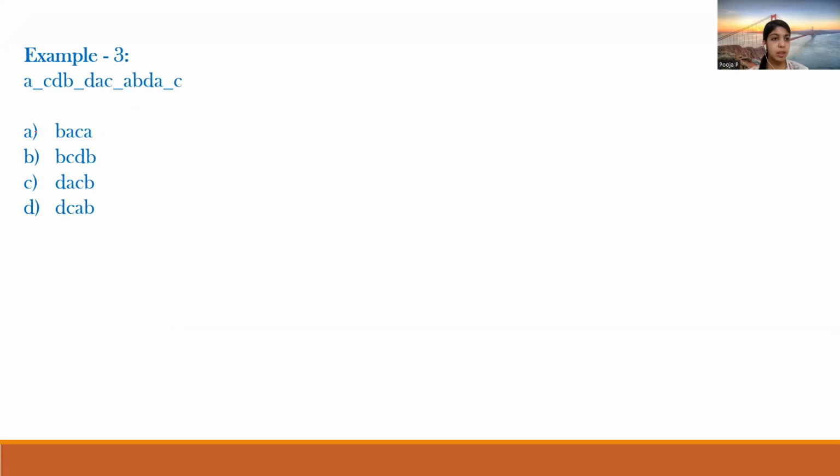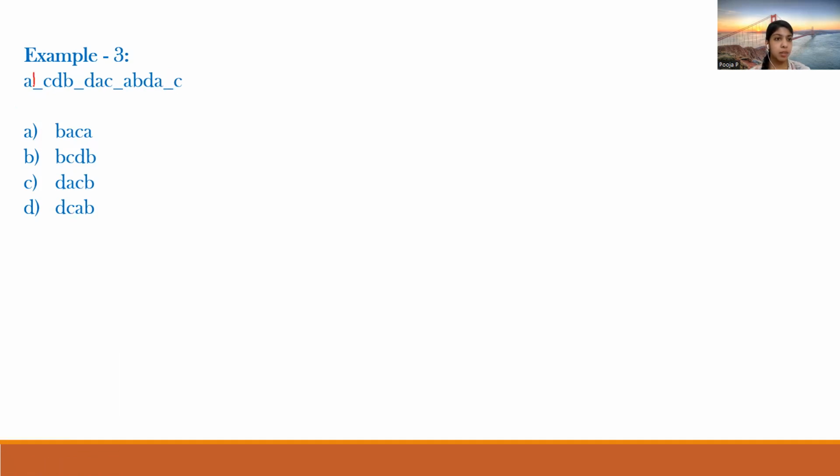Okay, moving to the next one. You have A space CDB space DAC space ABDA space C. Okay, so let's try with option A. So you have B, A, C, and A. So A, B, C, D, B, A, D, A, C, C, A, B, D, A, A, C. If you notice, there is no pattern that is formed. So this option cannot work. What do you do? Go to the next option.